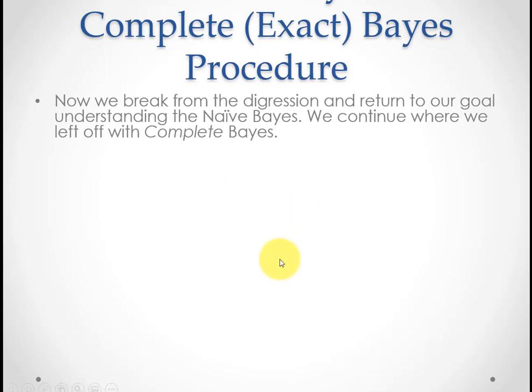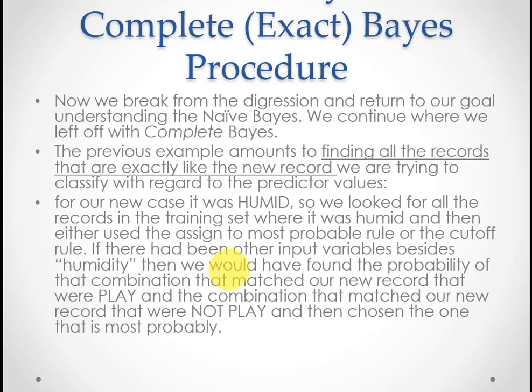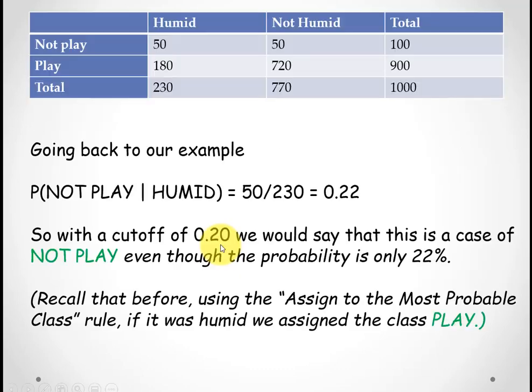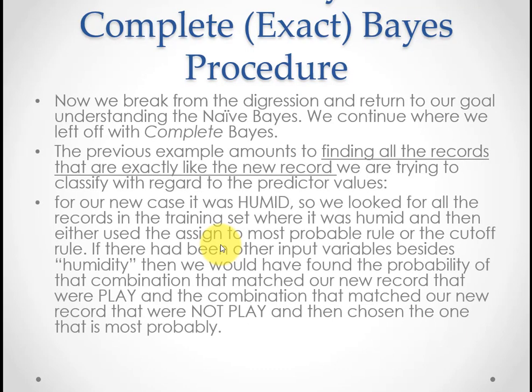Now we break from the digression and return to our goal of understanding the naive Bayes classifier. We continue where we left off with complete Bayes. The previous example amounts to finding all the records that are exactly like the new record we are trying to classify with regard to the predictor values. Remember, we only had one variable in this made-up data set, the one up at the top there. So for our new case, it was humid. So we looked for all the records in the training set where it was humid, and then used either the assign to the most probable rule or the cutoff rule.